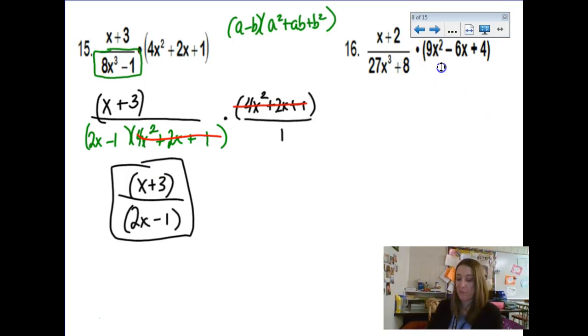I think we have a similar thing happen here for the 27x to the third plus 8. Instead of having the difference of two cubes pattern, that one uses the sum of two cubes.